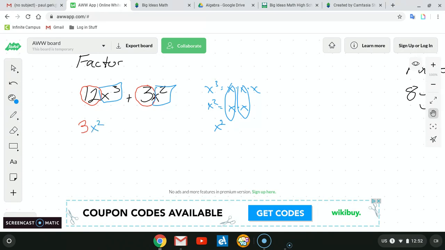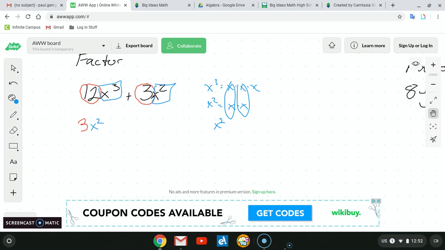Are you ready? When you're looking for the GCF of two variables with exponents, it's always going to be the one that has the smaller exponent. So for example, x to the third and x squared. What's the smaller exponent? The 2. That's our GCF for that one.